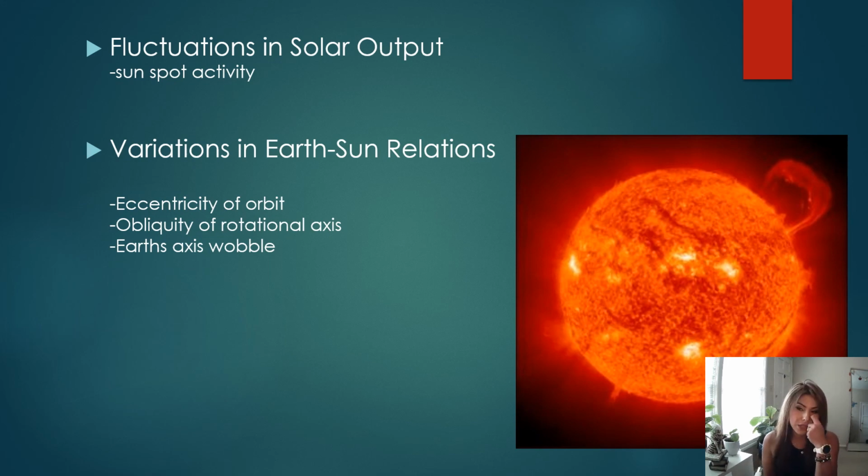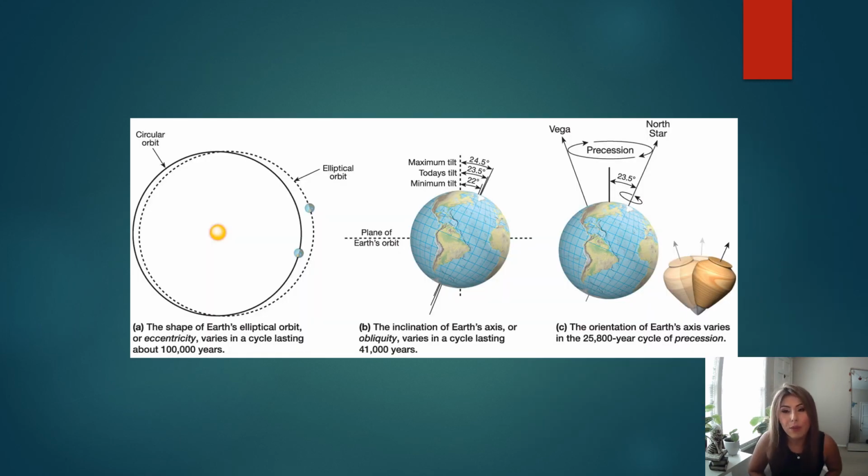Variations in Earth-Sun relations. So this is what we learned in the first week of school. The way that the Earth is tilted, 23.5 degrees, right? That's going to change over time. The way the North Pole is tilted towards the North Star, right? The eccentricity of orbit. Right now we're going in the same elliptical trip around the sun. So all these things are going to change over time. Your orbit right now is elliptical. The shape of Earth's orbit varies every 100,000 years. So we don't know where we are within that cycle, but that is going to change, and that's going to have an effect on our seasons, on our climate overall, right?